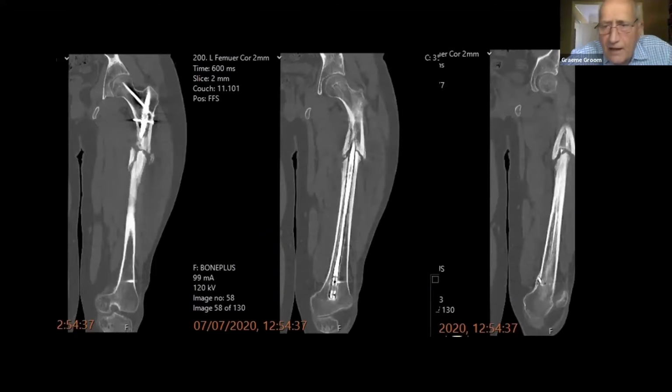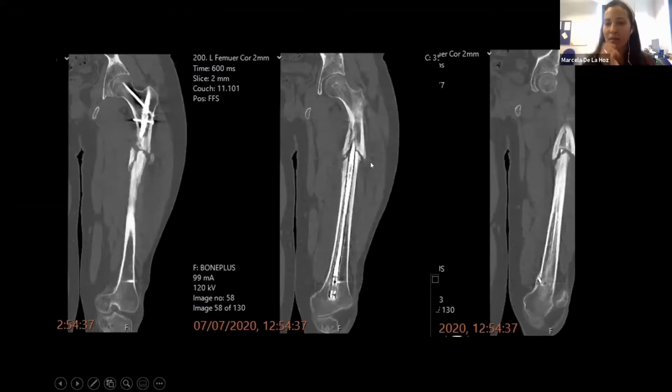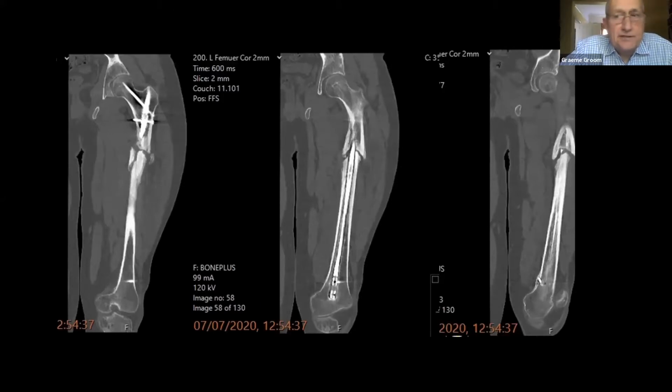I can't actually get at it because the gallery view is obscuring. Let's see if I can. There we are.